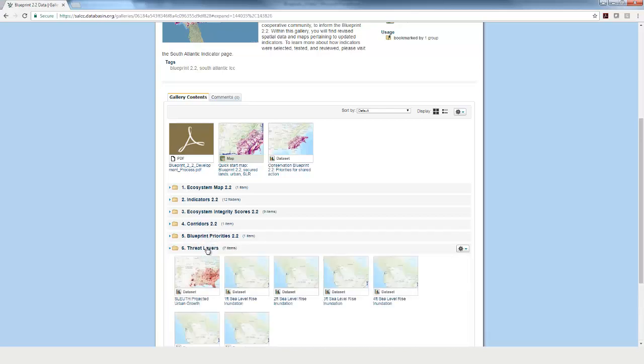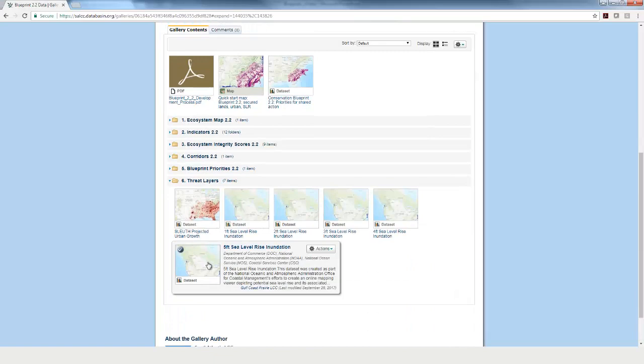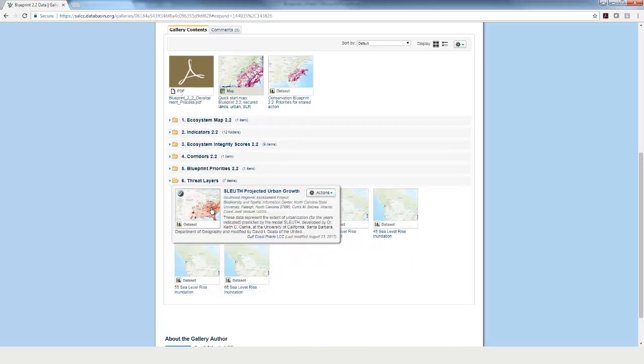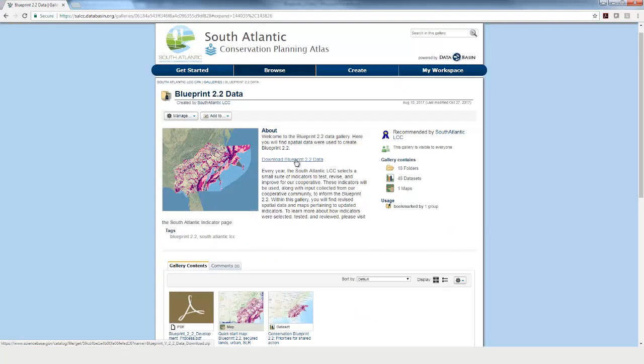You can even overlay the blueprint with various threat layers to see how blueprint priority areas are likely to be impacted by sea level rise and urbanization. You can also download all the data into ArcGIS in one easy package by clicking here. If you want to learn more about the specific methods and data processing steps, download the Blueprint 2.2 development process. This PDF guide combines all the metadata into one report describing in detail how the blueprint was put together.